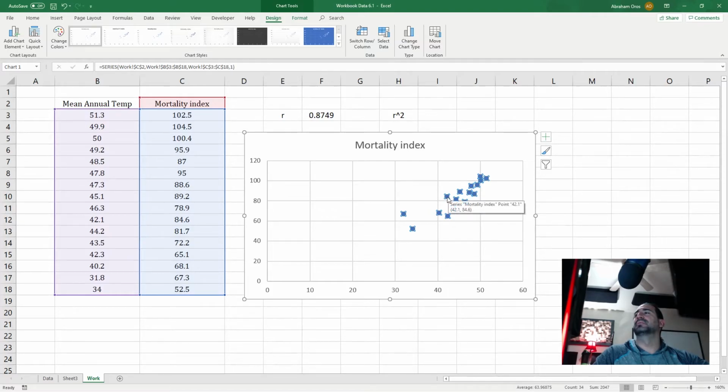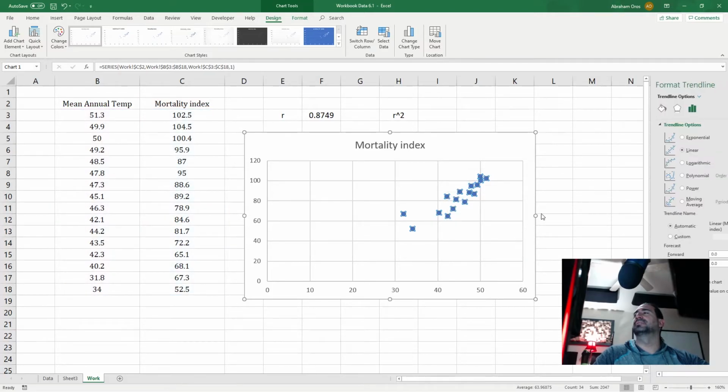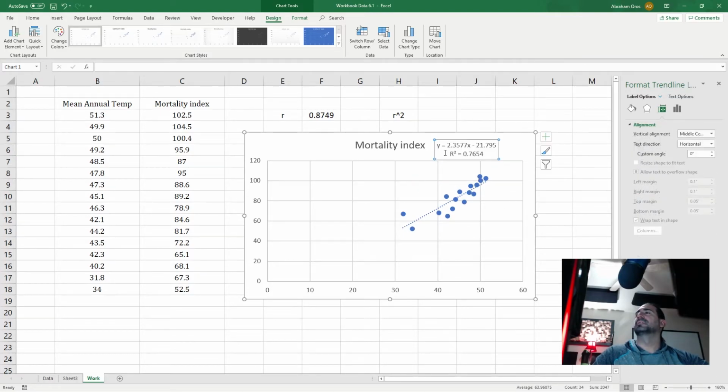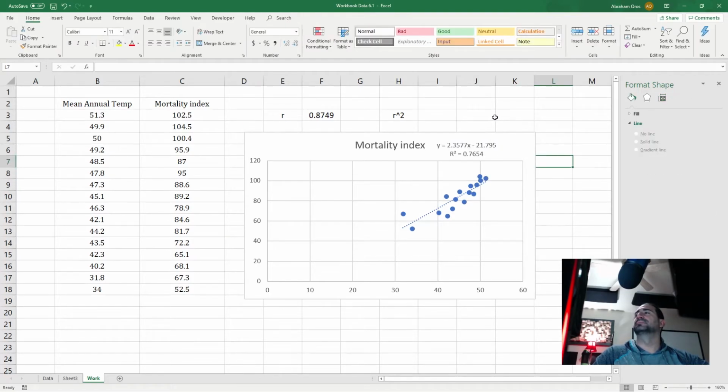To get the equation, you just click on any point, just one tiny little click on any of those points, and then right click, and you'll see down here, add trend line. Go ahead and click that add trend line, and somewhere mine pops up over here. You want to make sure that linear is selected, none of these other ones, but linear. And then down here, you'll say display equation. I'm also going to click this display r squared, just so I can show you something. But the equation is that first line right there. Y equals 2.3577x minus 21.795. That is the equation that you're going to put in the workbook.